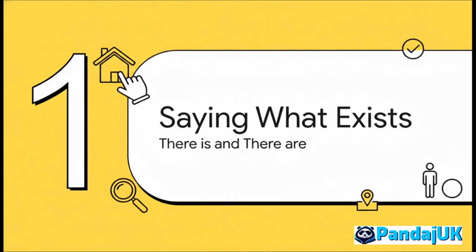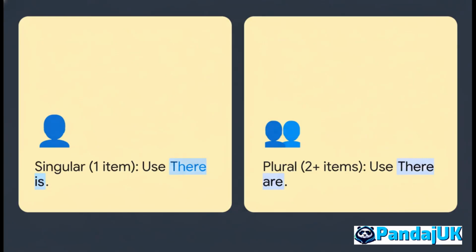Section 1. Saying what exists. Using there is and there are. We use these words to simply say that something exists in a specific place. It tells people that something is real and it's right there. So, what does this all mean? Well, here is the core rule.